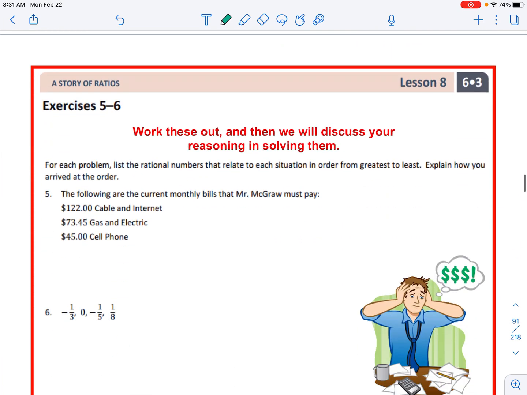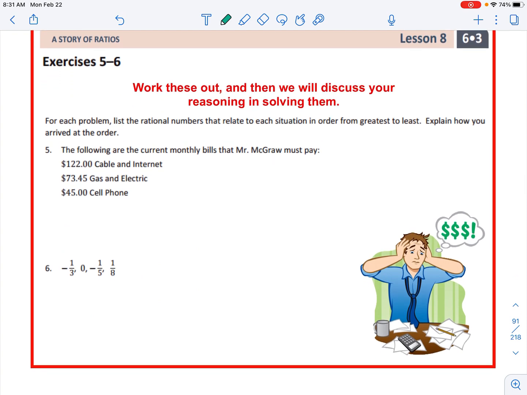Okay, so let's go ahead and do one more example, and then I'll let you guys go. It says for each problem, list the rational numbers that relate to each situation in order from greatest to least. So now we're writing the greatest first to least. Explain how you arrived at your order. Okay, so if you want, go ahead and try these two problems on your own. Pause the video and then press play when you are done writing these out. Okay, so you should have paused the video and tried these out.